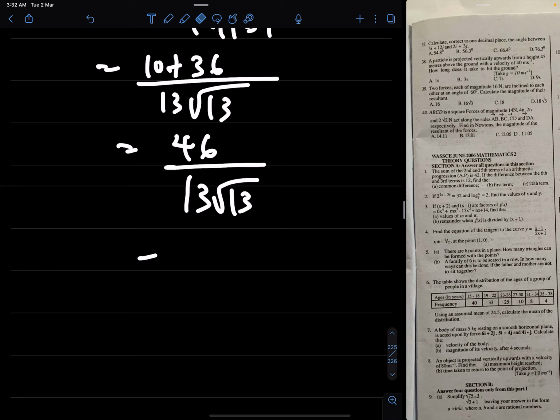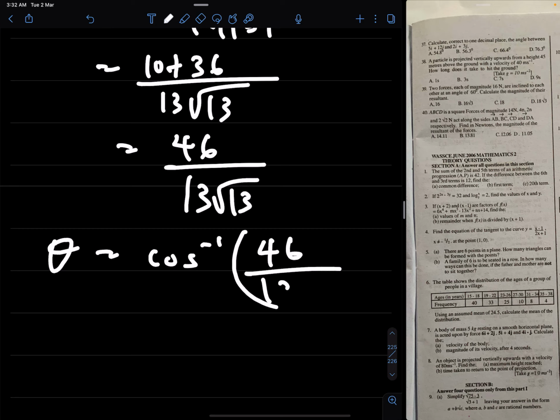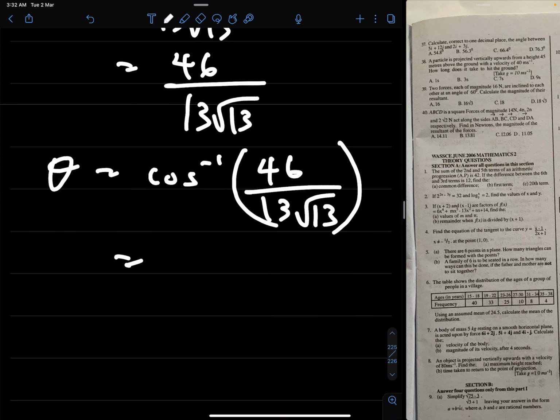Sorry, theta is therefore the cos inverse of 46 divided by 13 root 13. And that is cos inverse of 46 divided by 13 root 13.